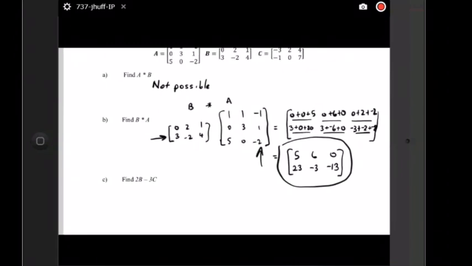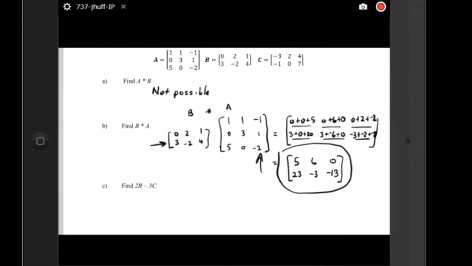Subtracting 2b minus 3c. Adding or subtracting, the matrices have to have the exact same dimensions. So if we're talking about b and c, they're both 2 by 3s, so they have matching dimensions. So 2 times b just means the b matrix with every entry multiplied by 2. So 0, 4, 2, 6, negative 4, and 8.